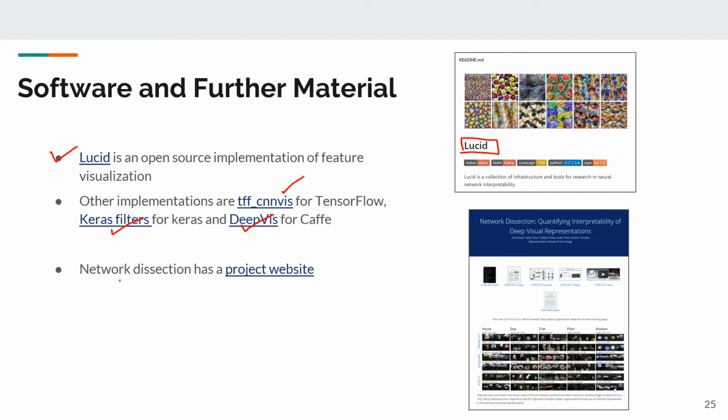Network Dissection has a great project website which is worth checking out. The website hosts additional materials such as code, data, and visualizations of activation masks.